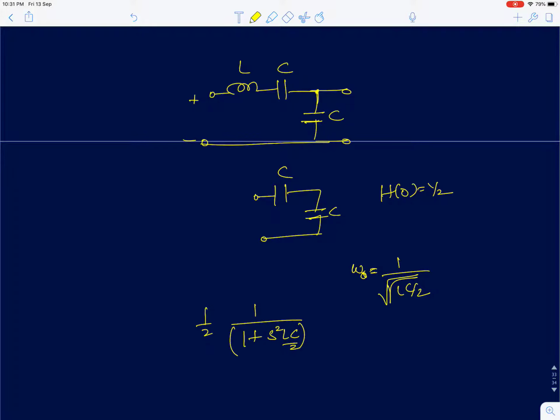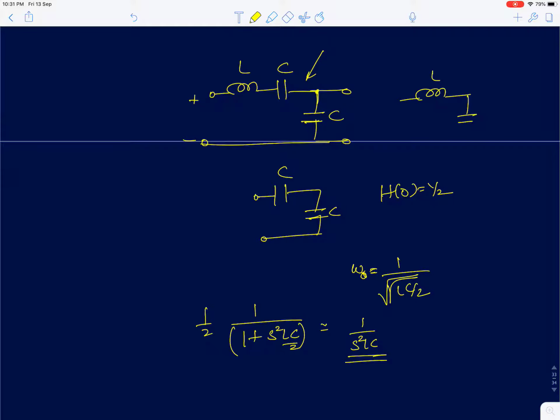So you can again very easily see the high frequency gain in the circuit is simply 0. That you can verify here yourself. At high frequencies the transfer function will simply reduce to 1 by S square LC. Okay, it's a low pass transfer function, and that you can verify in the series LC circuit.